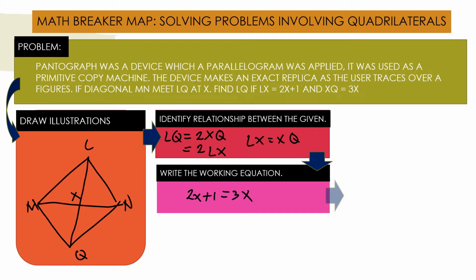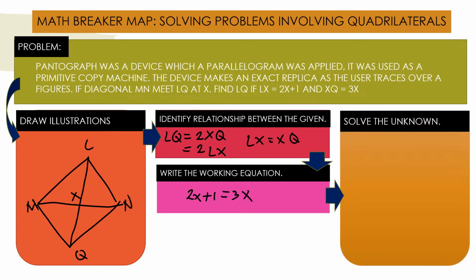On the next step, let us solve for the unknown. So now, 2x plus 1 is equal to 3x. By the addition property of equality, I will have 2x minus 3x is equal to negative 1. Solving, we will have negative x is equal to negative 1. Dividing both sides by negative 1, this leads to x is equal to positive 1.